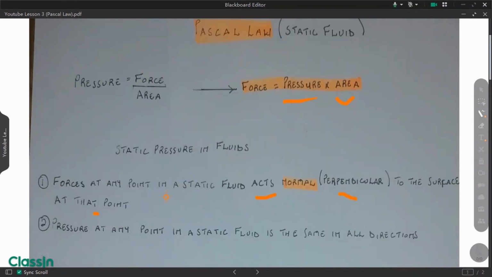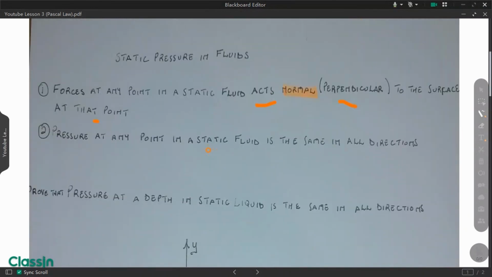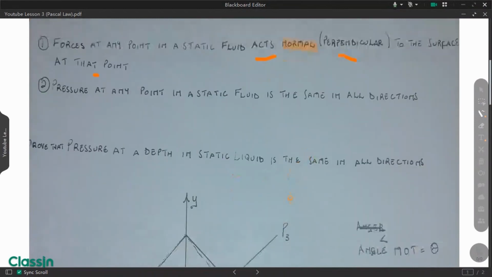The second point is that pressure at any point in a static fluid, or a fluid at rest, is the same in all directions. In fact, that is what we're going to prove in this lesson today. So now, let's go down a little bit. We're going to prove that the pressure at a depth in a static fluid, or a fluid at rest, is the same in all directions.